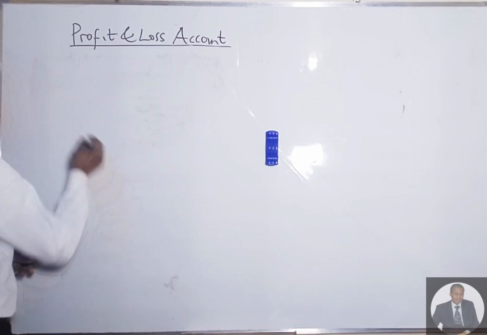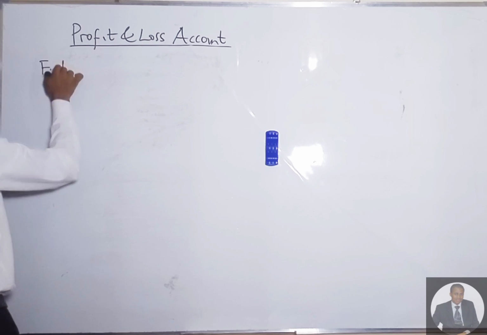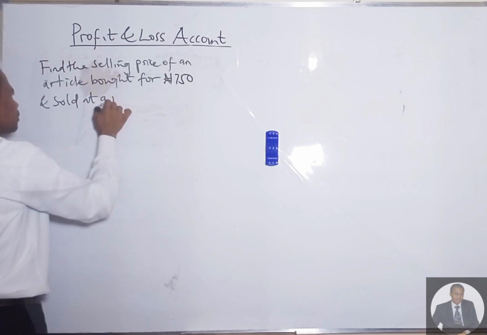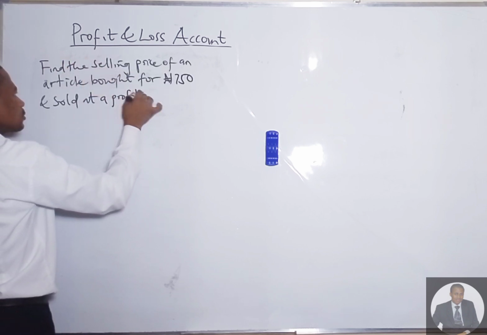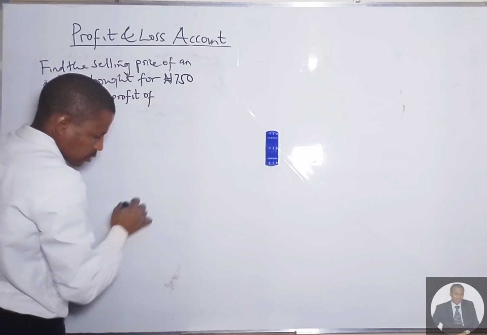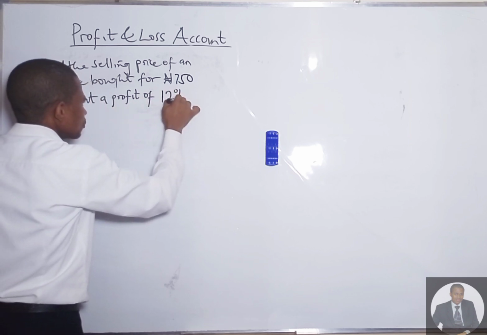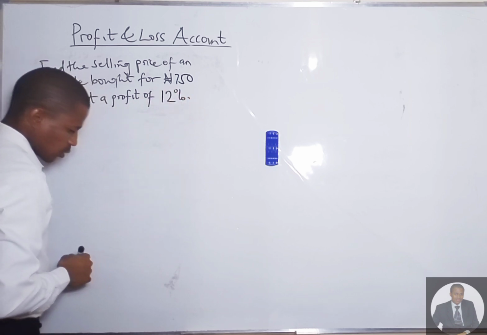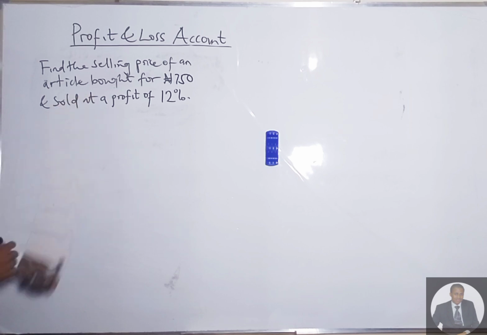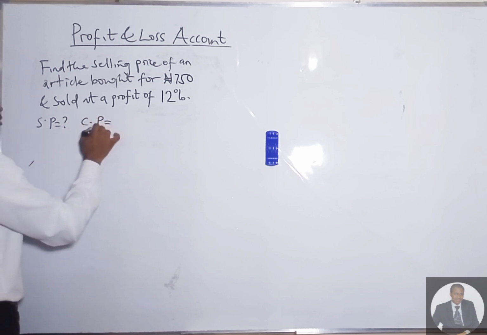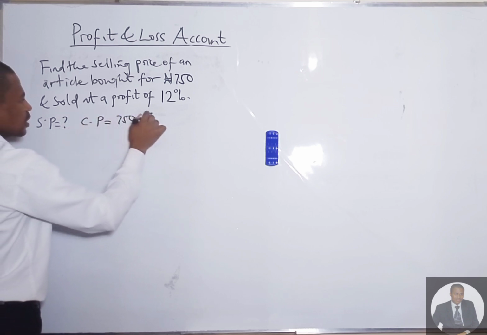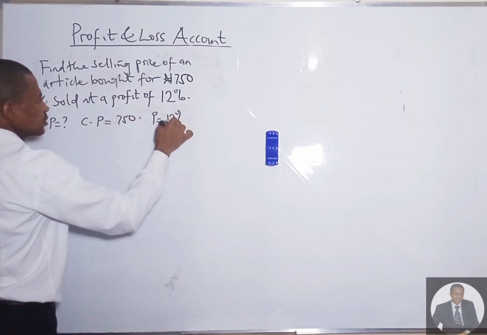For an article, find the profit of 12%. That's our question. Here we are looking for the selling price, but we are given the cost price to be 750 and the profit percent to be 12%.